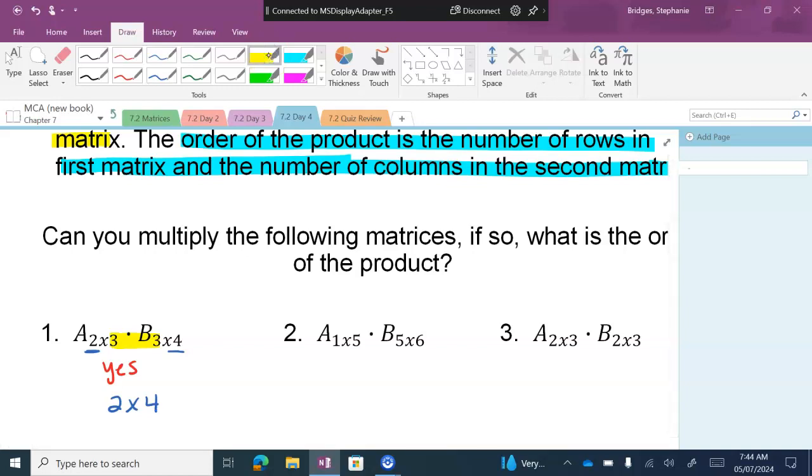So looking at number 2, it says A is a 1 by 5, B is a 5 by 6. Am I able to multiply those two? Yes, okay. And then what size is my answer going to be? 1 by 6. Yep, the leftover parts there.